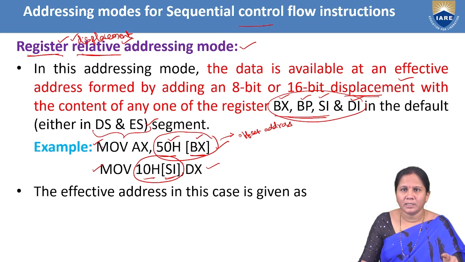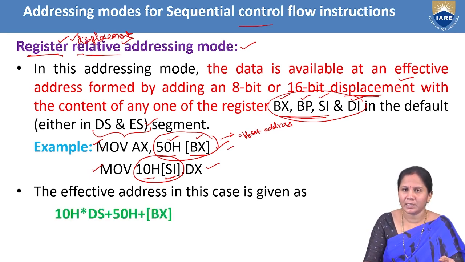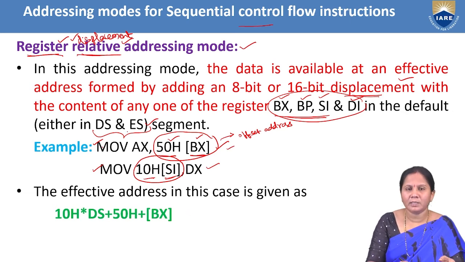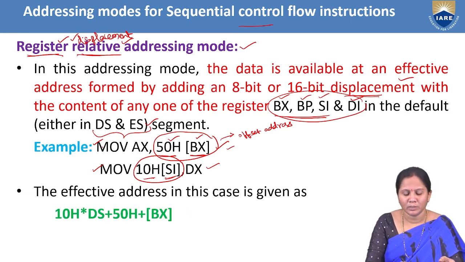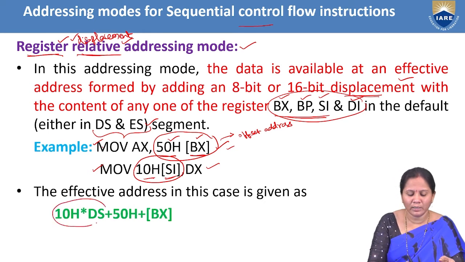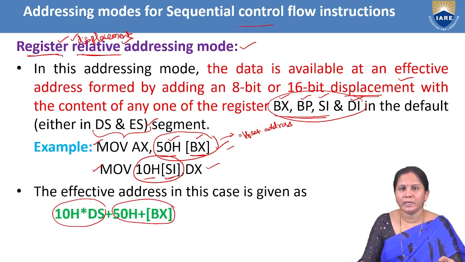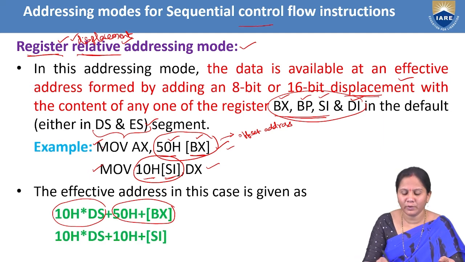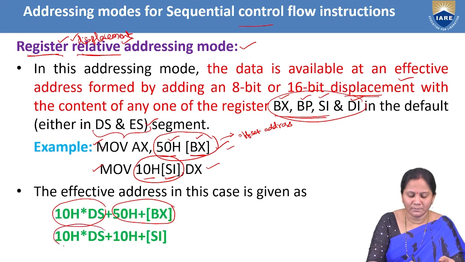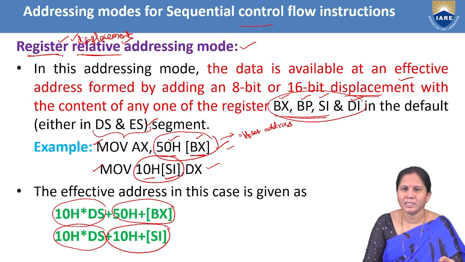Now, in this case, how to calculate the effective address? If you consider the first case, the segment address is either from DS or ES. So segment address into 10 plus the offset address. So totally we will get a 20-bit physical address. If you consider the second example, segment address into 10 plus the offset address in the second case. Why? Because here it is 10H[SI].